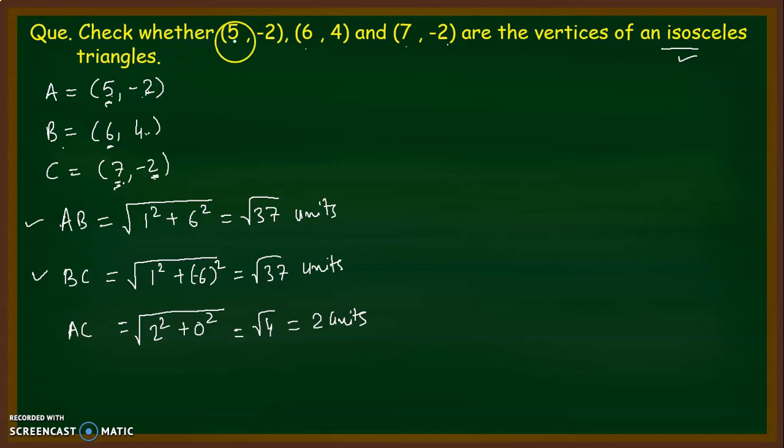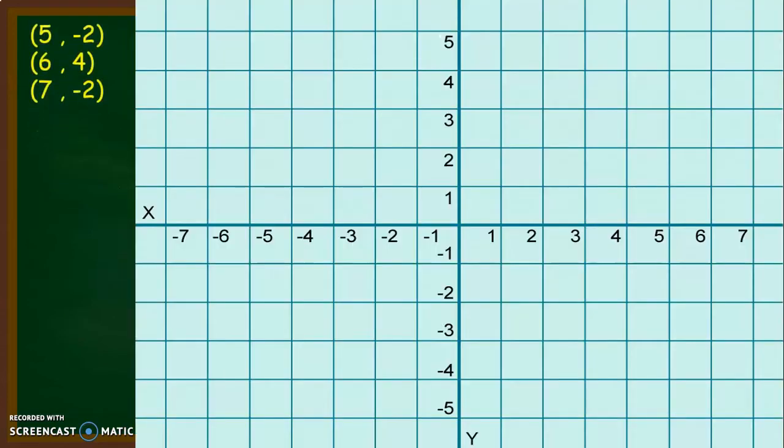And if you draw these points on the graph, there also you can visualize it. Let's say these are the 3 points. If you represent these 3 points on the graph, this is the first point, 5 comma minus 2, this is the second point 6 comma 4, and this is the third point 7 comma minus 2. Here also you can see the distances between those two points are equal, so this also forms an isosceles triangle. This way you can visualize it by drawing the points on graph paper.